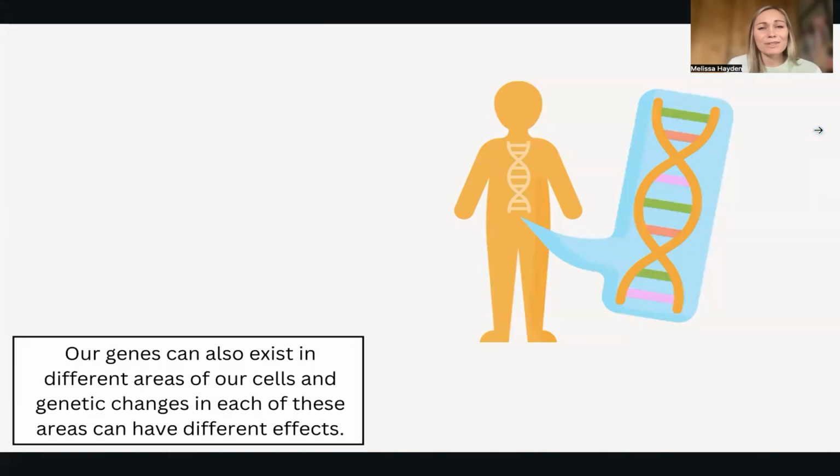Now, let's look at where this genetic information is stored. Our genes can exist in different areas of our cells, and genetic changes in each of these areas can have different effects. There are two main places in our maze: nuclear DNA and mitochondrial DNA.